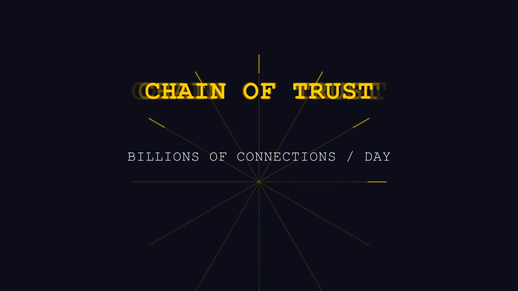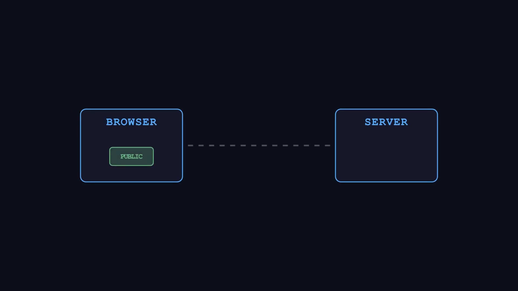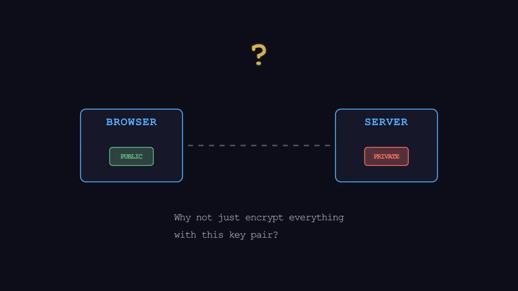Billions of connections per day, all anchored to a handful of root certificates stored on your device. So why not just encrypt everything with the key pair from the certificate? The server has a private key. The browser has the public key from the certificate. Why not use that? Because asymmetric encryption is slow, really slow.